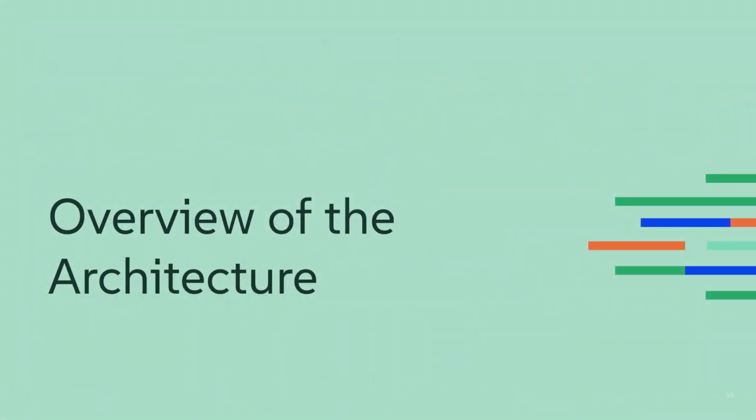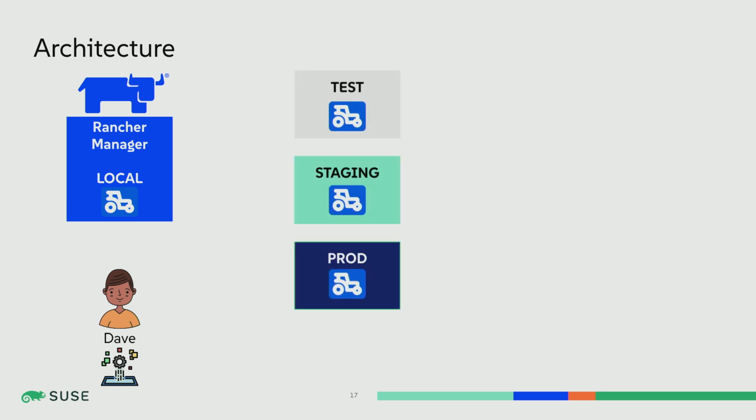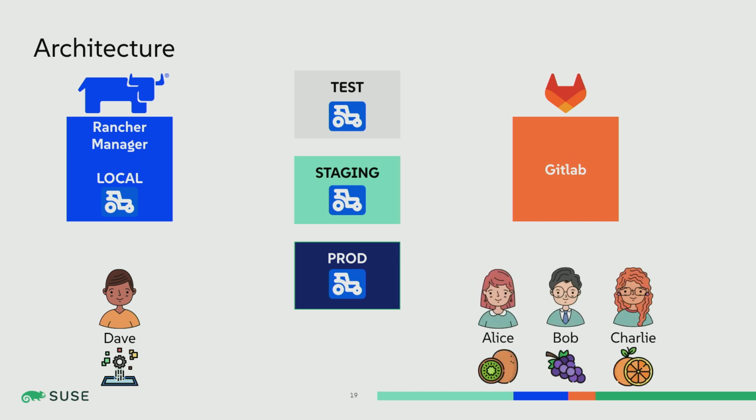So let's start with an overview of the architecture of this tutorial. Dave deployed a Rancher Manager into a local cluster with RKE2. Then he deployed 3 downstream clusters, 1 for test, 1 for staging, and 1 for prod. Remember the colors: for test it is light gray, for staging it is light green, and for prod it is dark blue. And for the developers, he deployed a GitLab server where the developers will push their code for each fruit: kiwi, grapes, and orange.